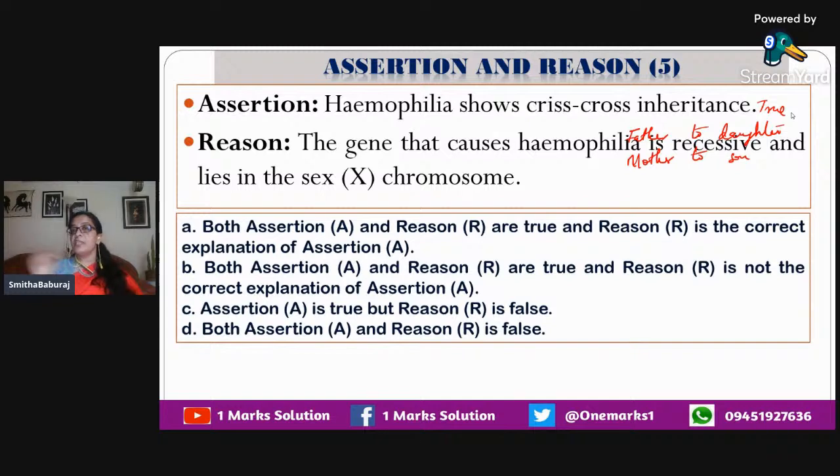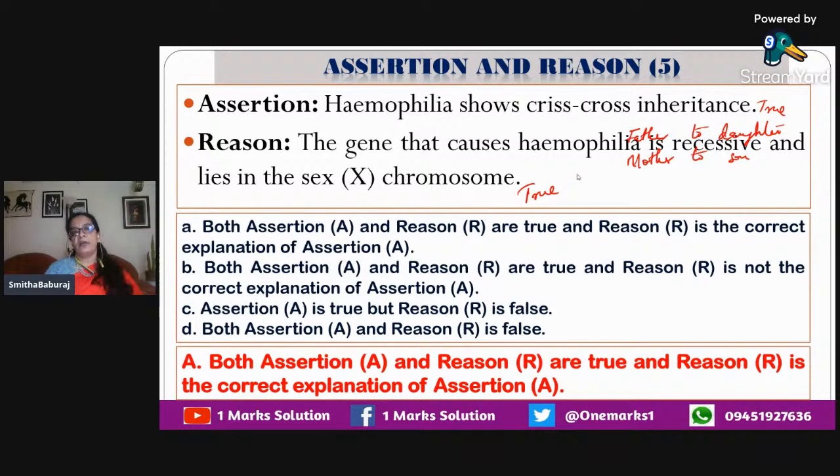The gene that causes hemophilia is recessive and lies in the X chromosome. What kind of condition is hemophilia? It is a sex-linked recessive disorder. So this statement is also true. And now when we check, we can see that the reason explains it. It's a sex-linked recessive disorder. That is why it's showing crisscross inheritance. So both the statements are true and the reason gives a proper explanation for assertion.